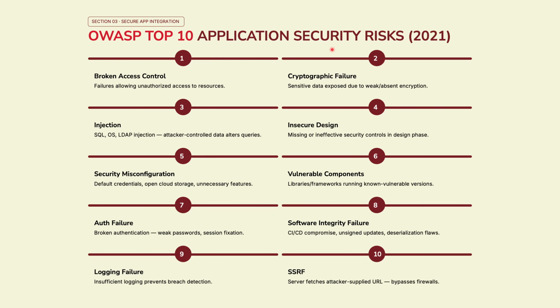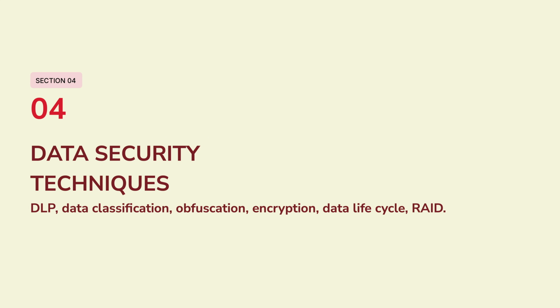Now, with application security covered, let's move to section 4. That's where we start discussing data security techniques, where we examine how to classify, protect, and manage data throughout its life cycle. The data security techniques section opens with a focus on these technologies you're looking at right here. The fundamental principle is that data must be classified before it can be protected effectively.